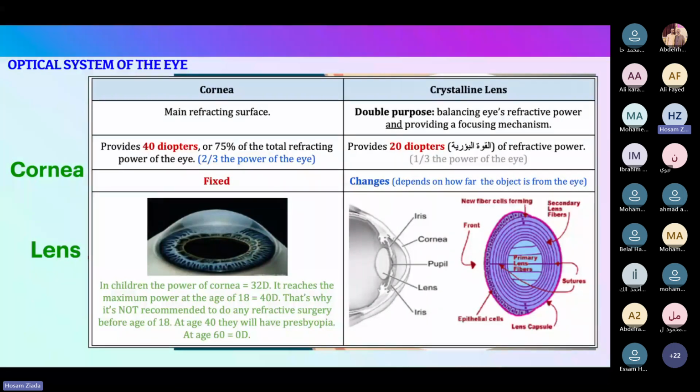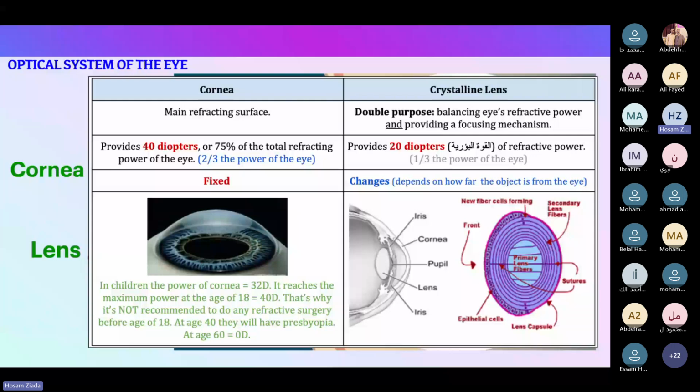Then we will need to add some plus lenses or reading glasses to help this person to see near objects. That's why I wrote in the third line that the cornea is fixed, but the crystalline lens is changeable, and this change depends on how far the object is from the eye. And at the very bottom of the slides you will find the anatomy of the lens, the anatomy of the eye, and a photo of the cornea.